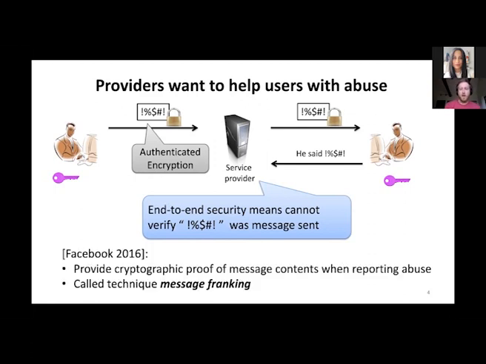So this problem was recognized quite a number of years ago now by Facebook when they were building their secret messages feature for Facebook Messenger. And they came up with a very interesting approach called message franking that would enable the recipient of a message to give basically a cryptographic proof of the message contents that they're reporting, so the service provider could know that they were reporting a legitimately sent message and then judge its content.